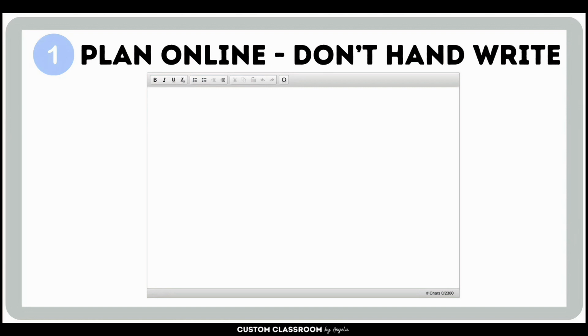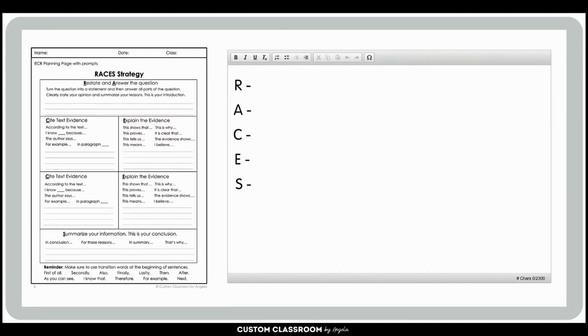Train students to use their ECR strategy to plan online. Don't handwrite on a separate piece of paper. By training students to type within the box and not use a piece of paper will save them so much time, because now when they begin to work through the editing process, they already have all the text they need and they won't have to double the work by writing and then typing.